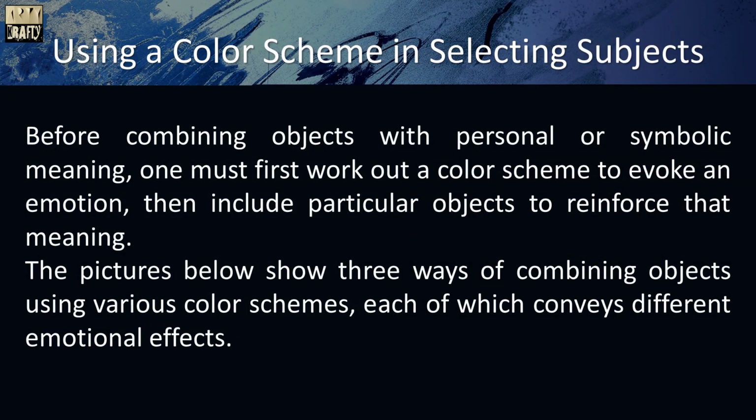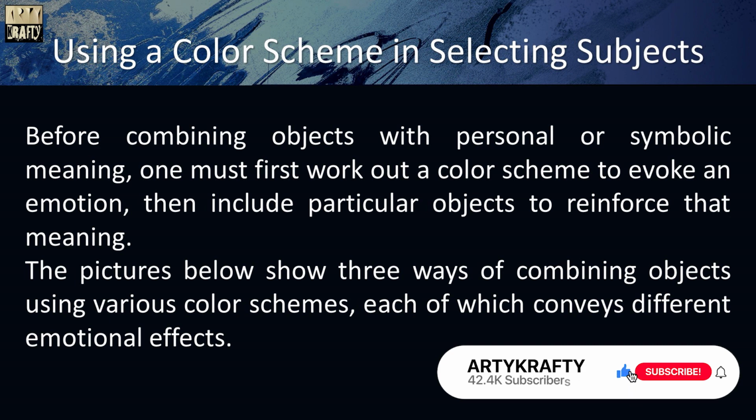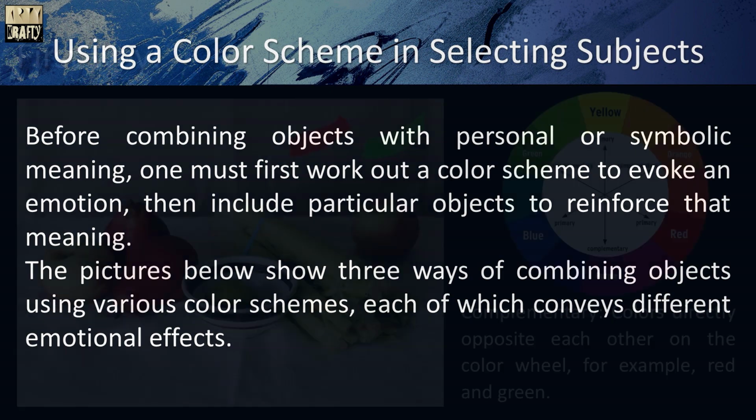Using a color scheme in selecting subjects. Before combining objects with personal or symbolic meaning, one must first work out a color scheme to evoke an emotion, then include particular objects to reinforce that meaning. The pictures below show three ways of combining objects using various color schemes, each of which conveys different emotional effects.